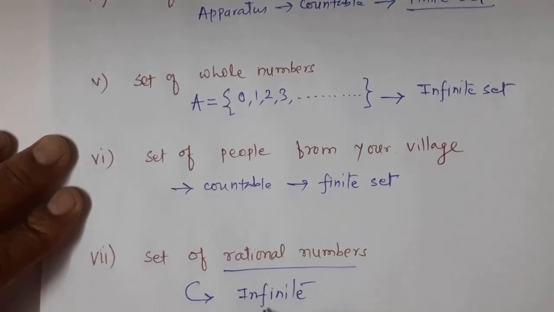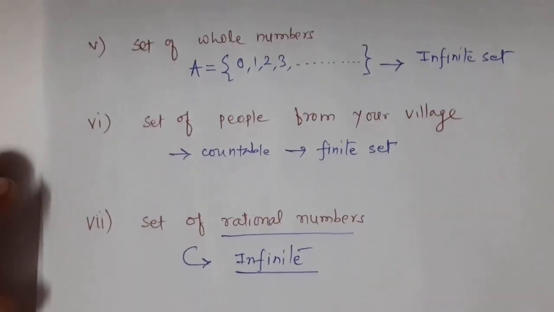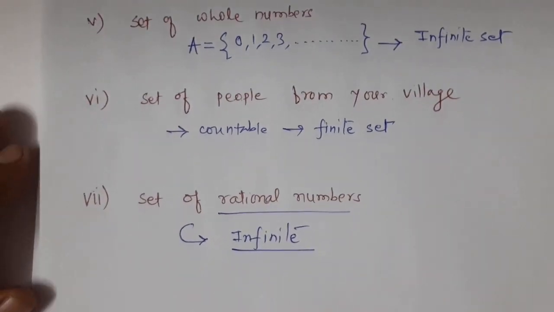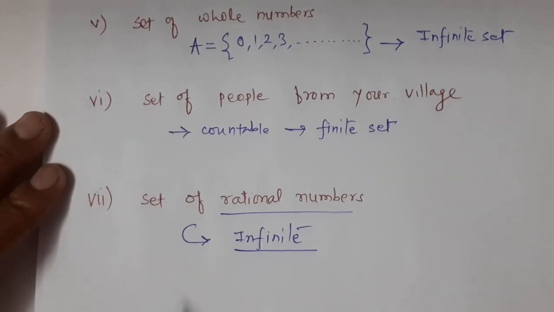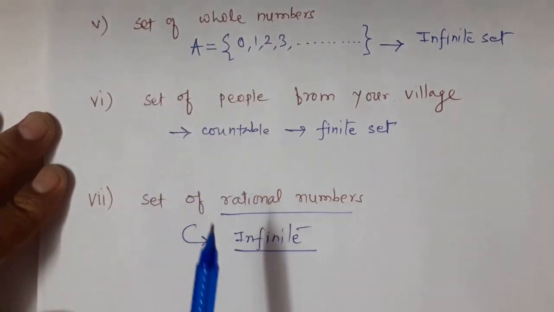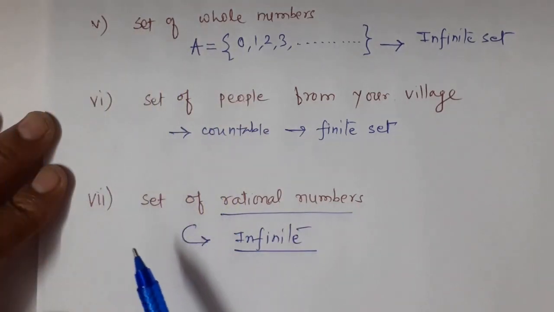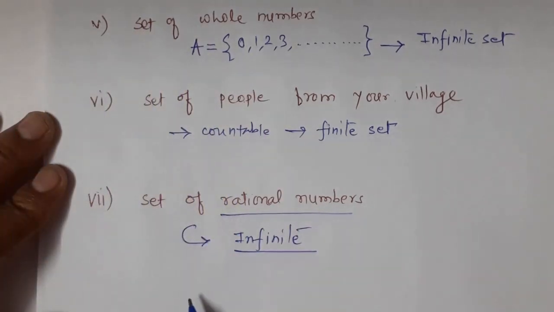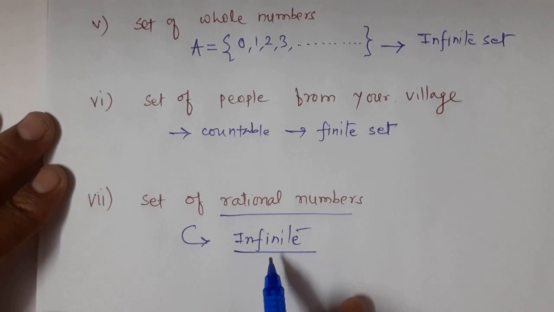So from all the above examples, you have to determine which sets are finite and which sets are infinite. It is now very easy to find out which is the finite one and which is the infinite one, because we have already found it out, no doubt. So simply write it down over here. That doesn't mean that you have to just solve the problem, but the actual concept is what you have to understand.